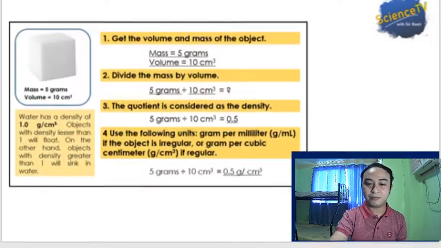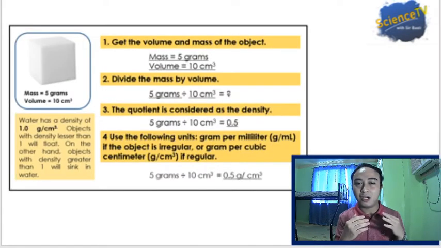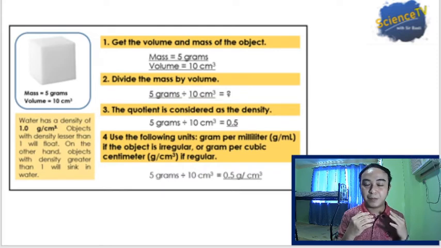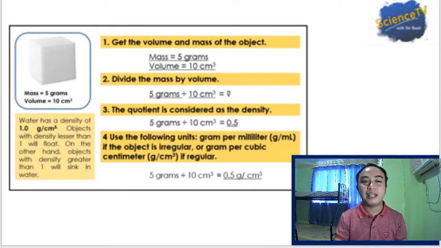So right now, we are going to learn the steps or processes of getting density. Now we have here four. Step one, get the volume and mass of the objects. We cannot get the density if the volume and mass are not given. So the mass and volume must be present. That is why we learned first the mass and the volume, because those two are very important for density.